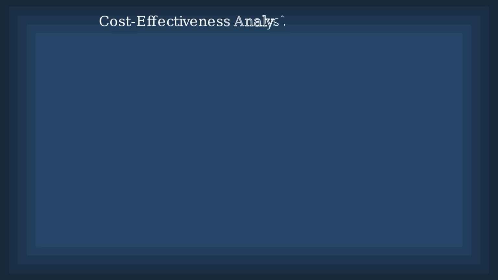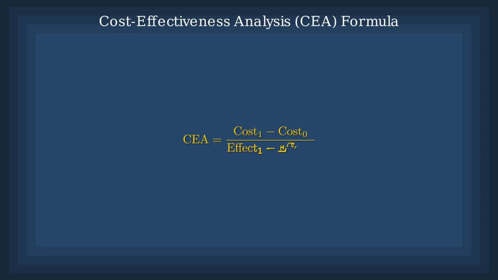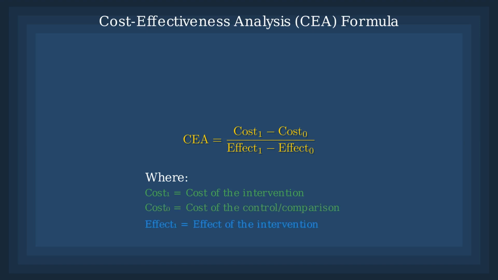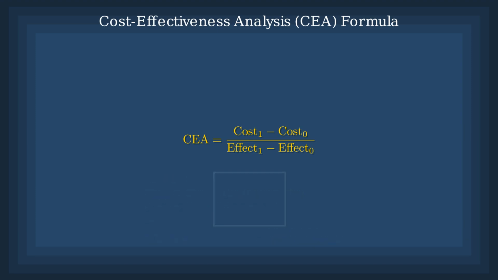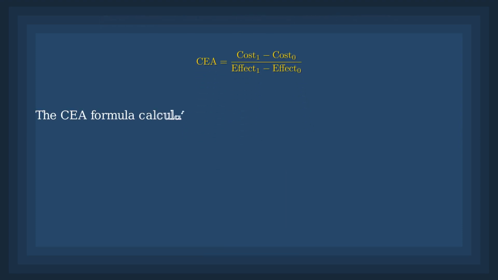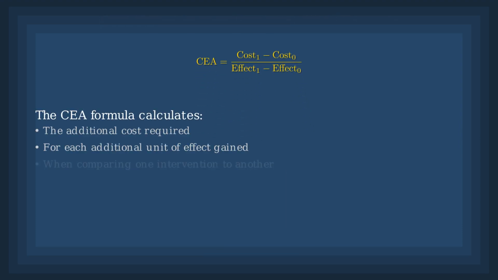The basic formula for cost-effectiveness analysis compares the difference in costs to the difference in effects between interventions. This formula calculates the incremental cost-effectiveness ratio by dividing the change in costs by the change in health effects. The formula can also be written as the incremental cost-effectiveness ratio, or ICER, which shows the additional cost per additional unit of health benefit. The CEA formula helps us understand how much extra we need to spend to achieve one additional unit of health benefit.